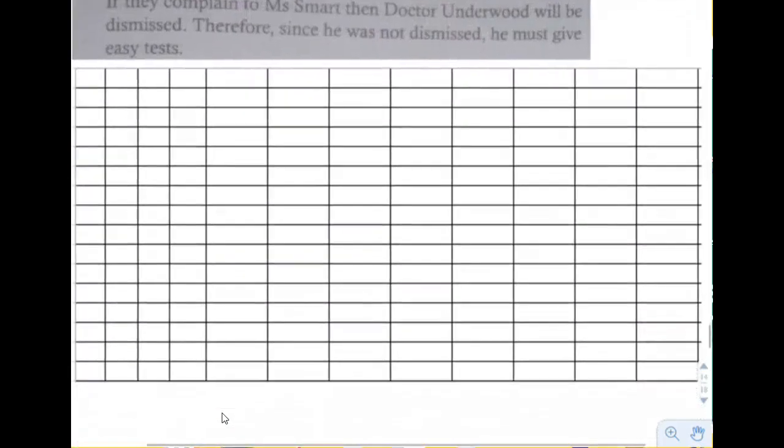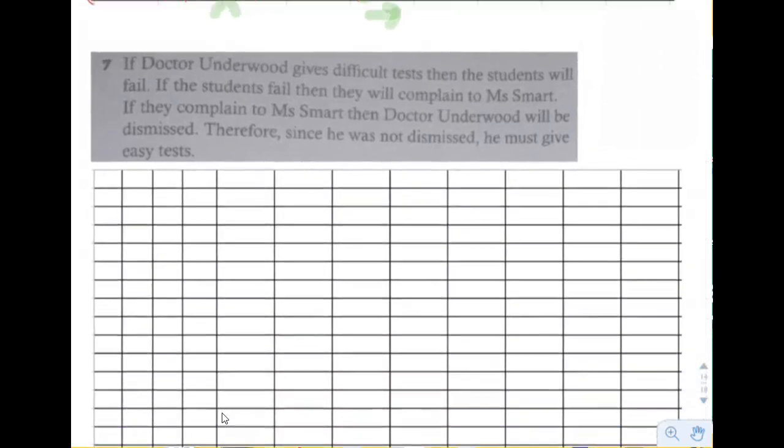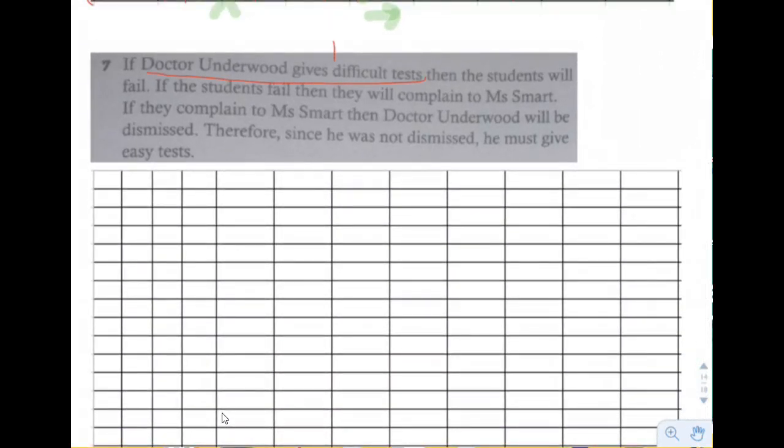Is this the last one? Oh my gosh, the last one. It's a big one. Maybe the biggest one we're going to do. If Dr. Underwood gives difficult tests, then the students will fail. So we'll say Dr. Underwood gives difficult tests, that'll be P. Students will fail will be Q. If the students fail, which is Q, then they will complain to Miss Smart, which is R. If they complain to Miss Smart, which is R, then Dr. Underwood will be dismissed. We'll say that's S, okay? Therefore, since he was not dismissed, he must give easy tests. He was not dismissed, so that would be not S, and easy test would be the opposite of P, so that would be not P, okay?